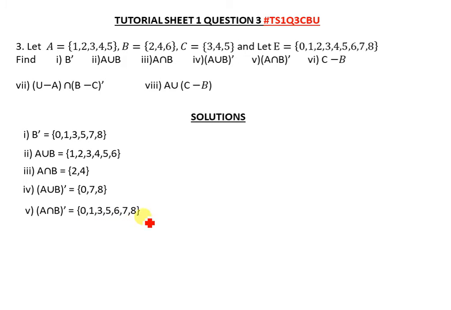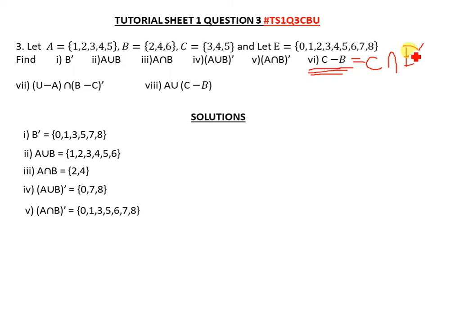So we move on to this one. On this one, pay particular attention because a lot of people miss it and misunderstand it. When you've been told to find C minus B, these are called set differences. C minus B is just the same as C intersection B complement.